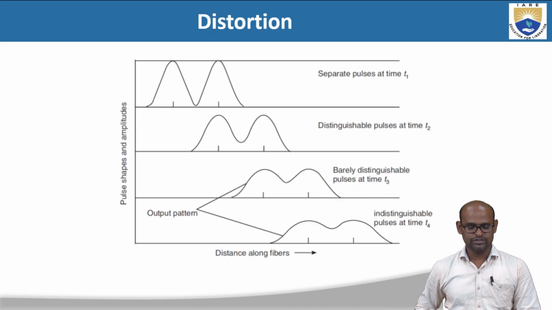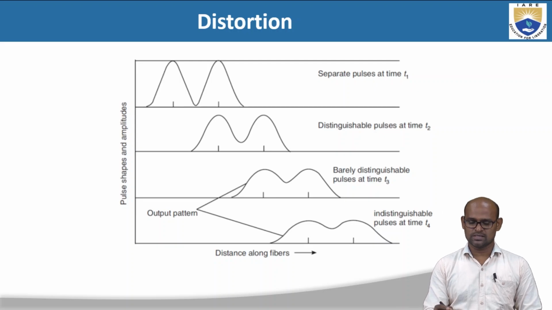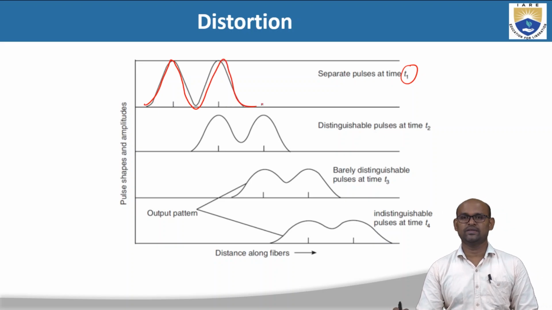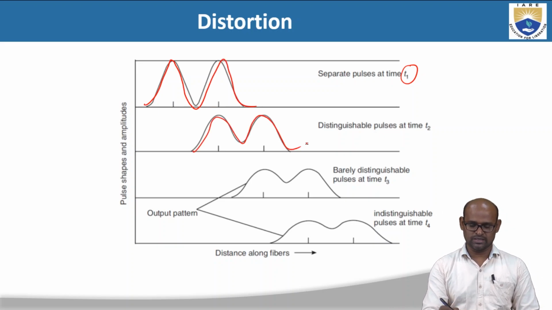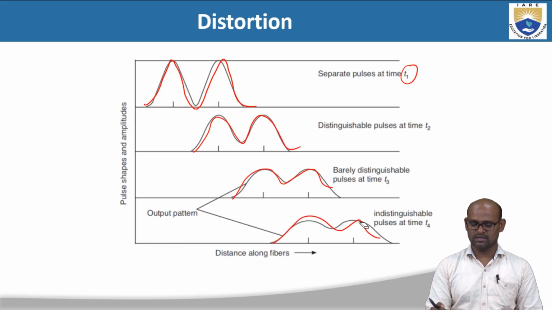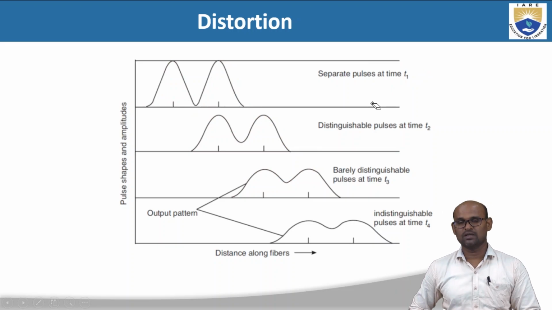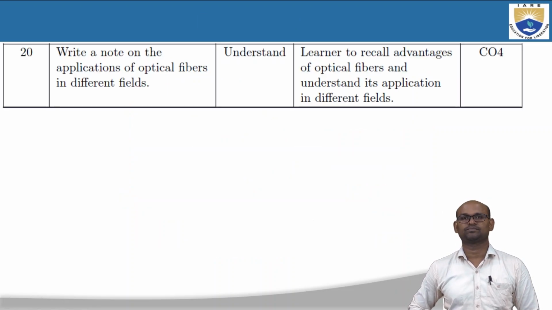Distortion is nothing but the change of shape of the signal. So you can see clearly here. At time t1 I have actually given this kind of signal, and then that has changed to this at t2, changed to this at t3, and it has become like this at t4. So basically there is a change in shape of the signal, which is called distortion.